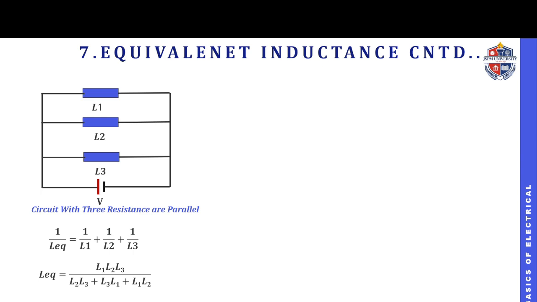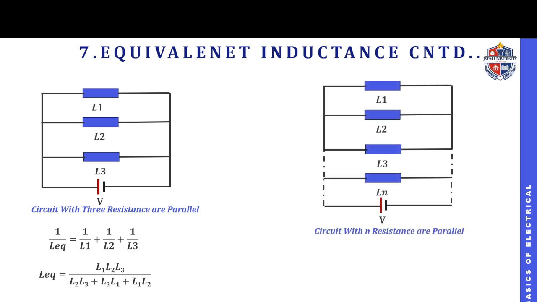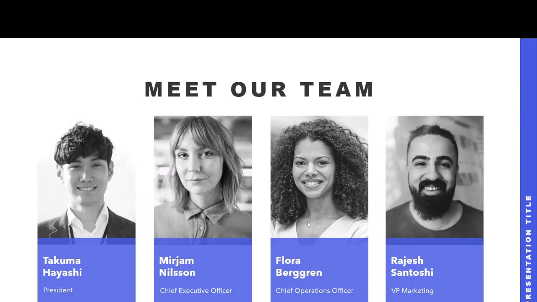Then if n number of inductances are connected in parallel, in that case 1 by L equivalent equals 1 by L1 plus 1 by L2 plus 1 by L3 and so on up to 1 by Ln. So with this we can conclude the inductance.